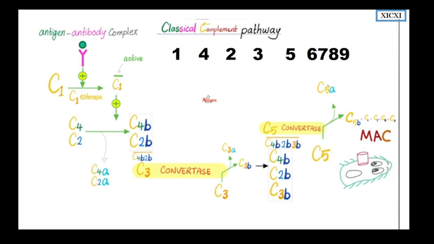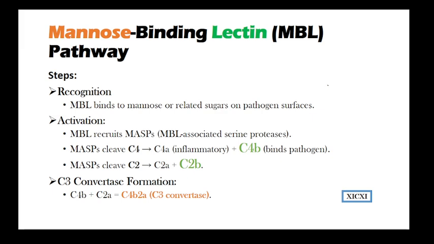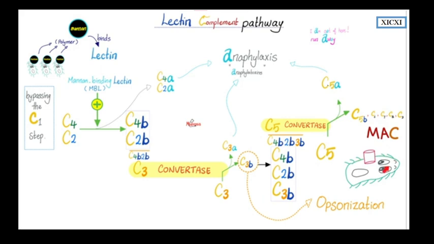Take time and review. Let me talk about the mannose binding lectin pathway. This is another pathway in the complement system. But in this pathway, we don't have an antigen antibody complex. What do we have? We have bacteria with mannose in their cell wall. Now what will happen? There is what we call mannose binding lectin in our body. It is going to be activated because of this pathogen which has mannose in its cell wall.